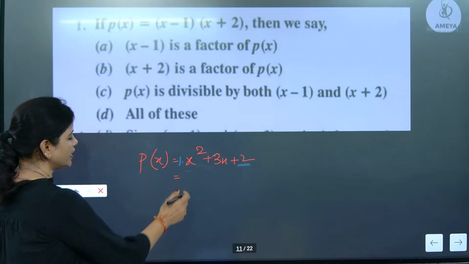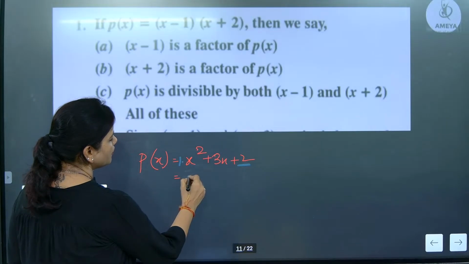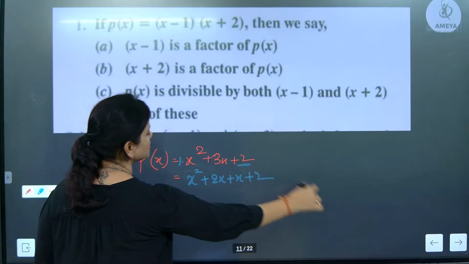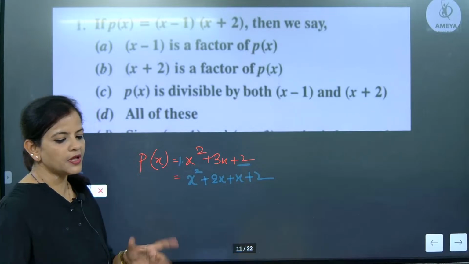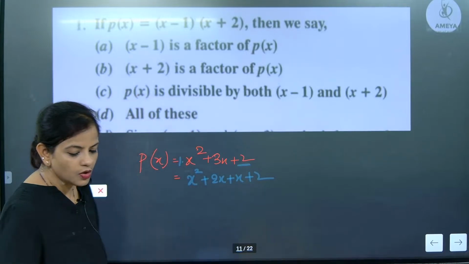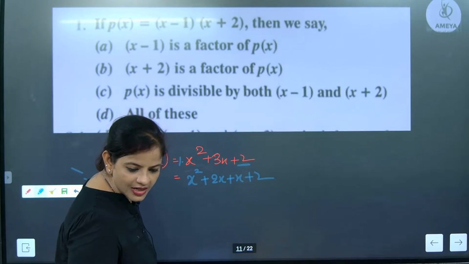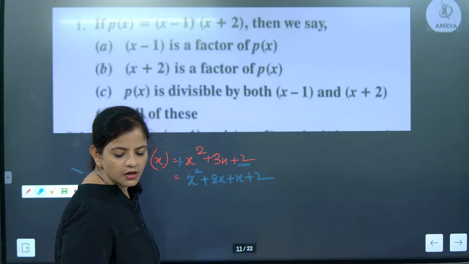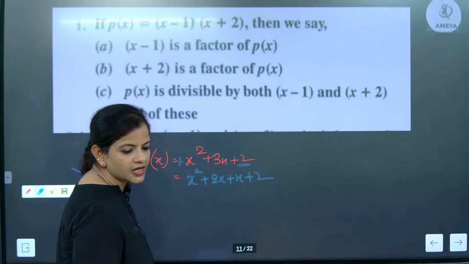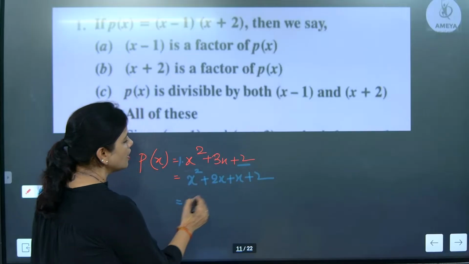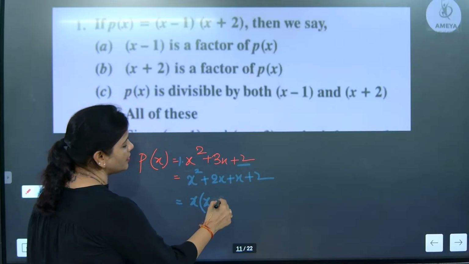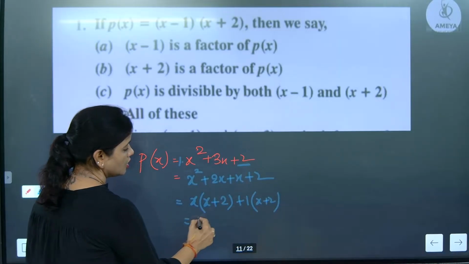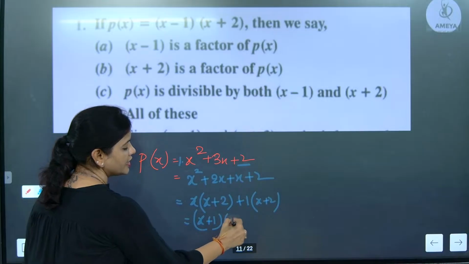So what we will do is we will middle split. So here we can write x square plus 2x plus x plus 2. Understood? X square plus 2x plus x plus 2. Okay? Very good. Okay, you have given the correct answer, beta. Just check this one out. Now here, we have taken x common, it will become x plus 2. Take 1 common, it will become x plus 2. So now here x plus 1 and x plus 2 is there.